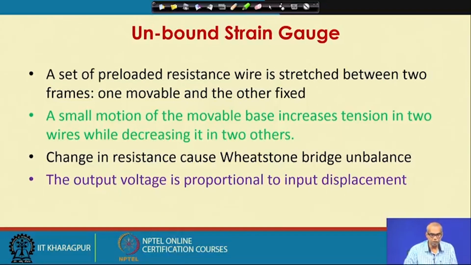So, one more time, a set of preloaded resistance wire is stretched between two frames, one movable and the other fixed. A small motion of the movable base increases tension in two wires while decreasing it in two others. Change in resistance causes Wheatstone bridge unbalance, and the output voltage is proportional to input displacement.